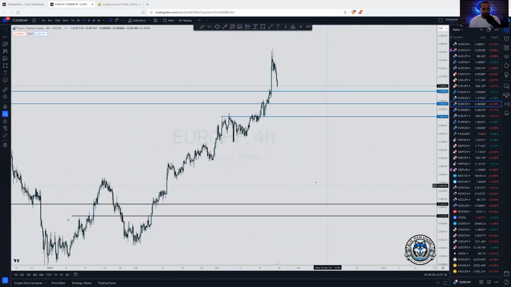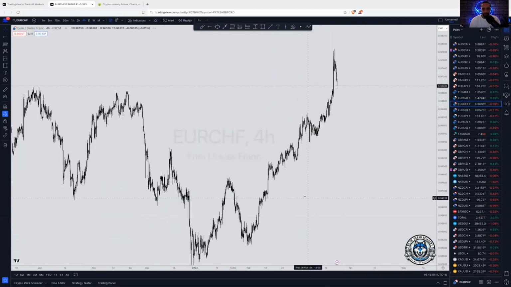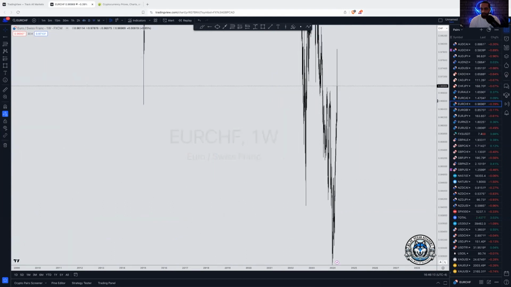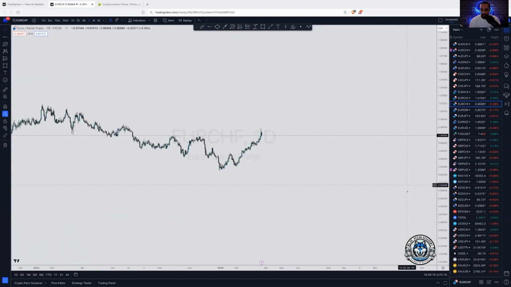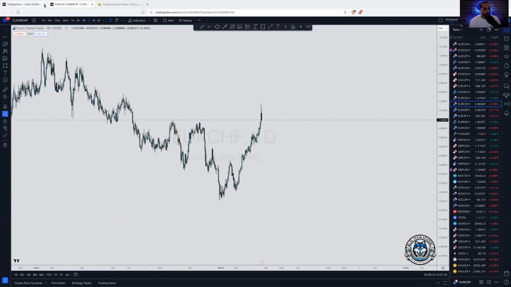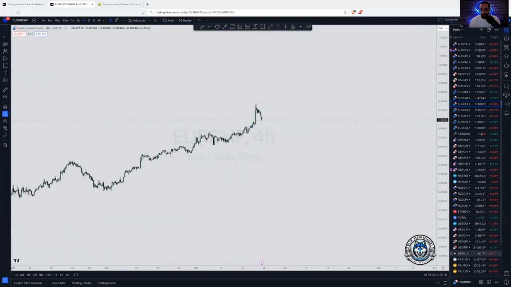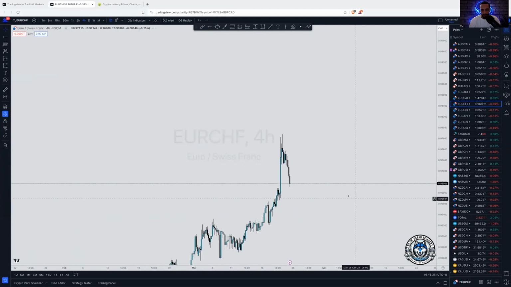Okay, another clear one. It's drawing hyper extended here. Let's take a look at the higher time frames. Okay, we're bearish on the weekly, bullish on the daily, and then again bullish on H4. So same thing here. I'd like to see how it reacts here at the 0.9685 area, and looking for targets above here.